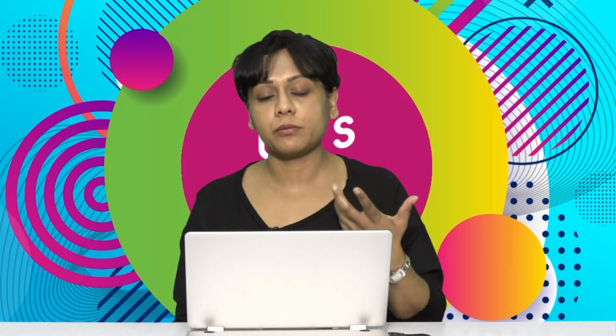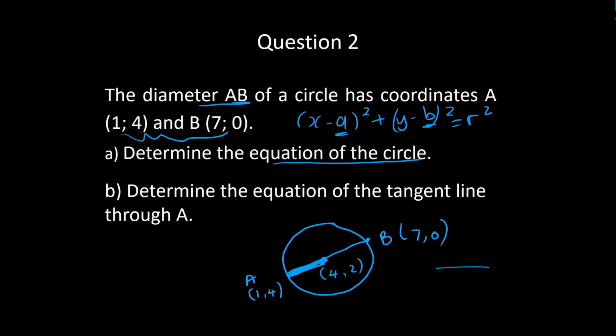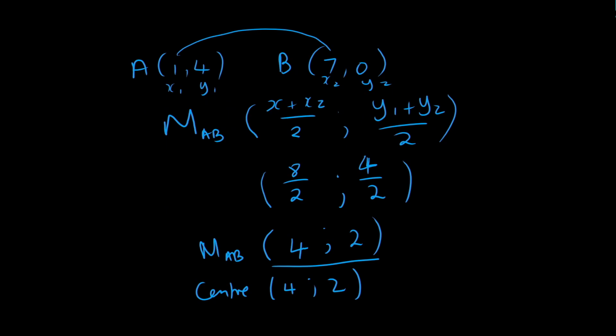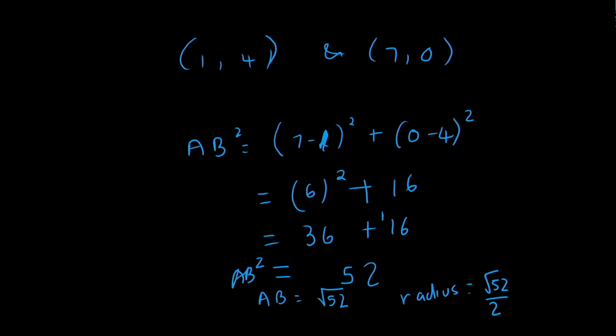Welcome back, everyone. So just before that break, we were looking at finding the coordinates of the center of the circle and then finding the length of the radius of the circle, because that is what the question asked us to do. So just to go over what the question said, it said that we were given diameter AB of the circle with coordinates of A, 1 and 4 and B, 7 and 0, and we had to find the equation of the circle. So where we left off, I said to you that the radius is equal to the square root of 52 over 2.